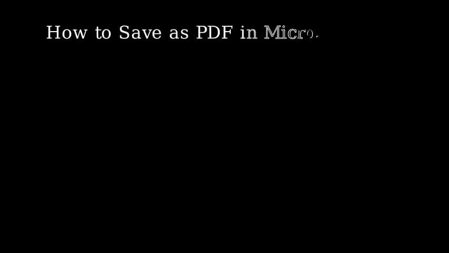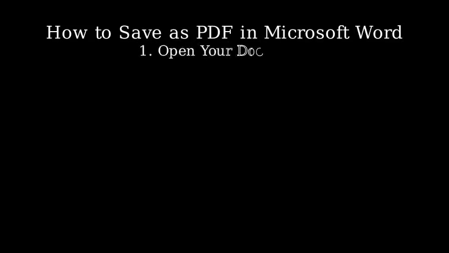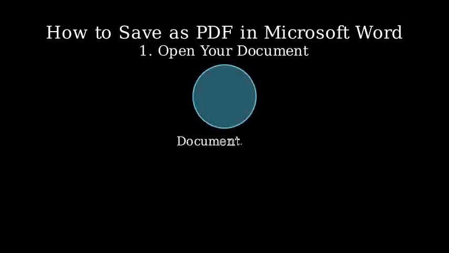In this tutorial, we'll learn how to save a Microsoft Word document as a PDF without needing Adobe Acrobat. It's a simple process built directly into Microsoft Word. Step 1 is to open your Word document. Navigate to the Word document that you wish to convert to a PDF and open it in Microsoft Word.